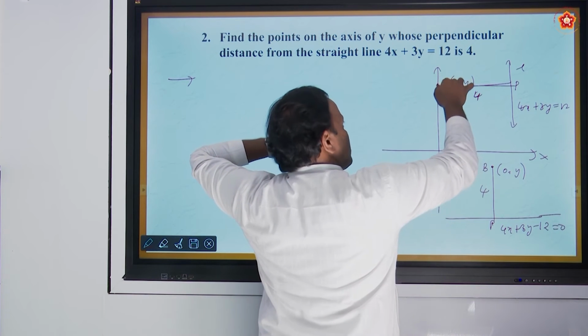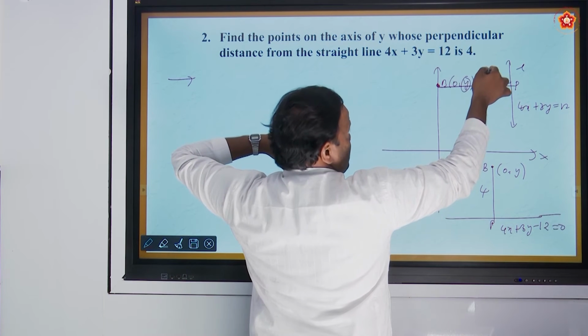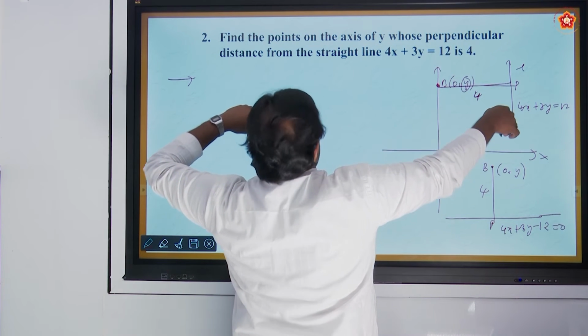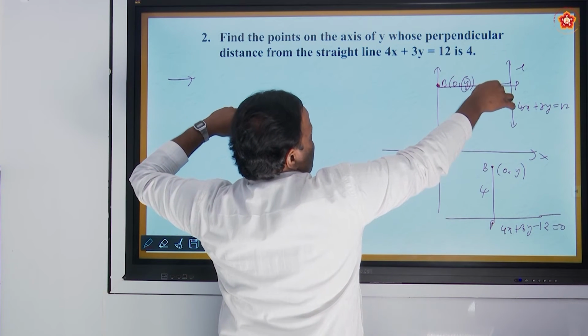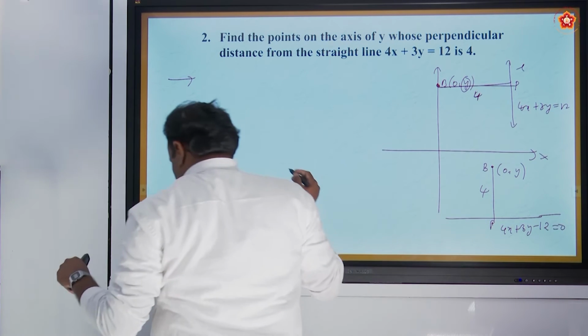Any point that lies on the y-axis is in the form (0, y). So you have to find the y values, for which the perpendicular distance from that point to the straight line 4x + 3y - 12 = 0 is 4. 4 is given here. So see the figure.